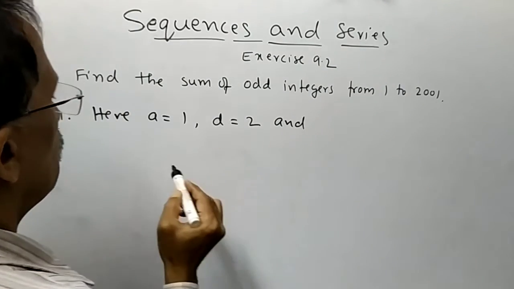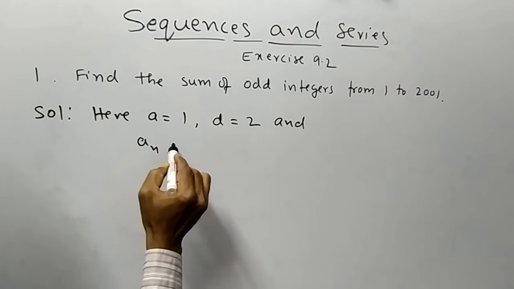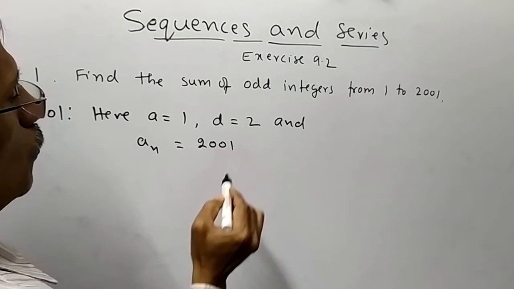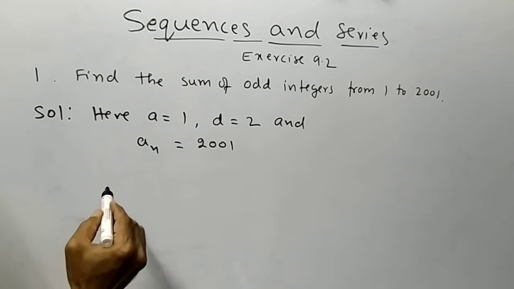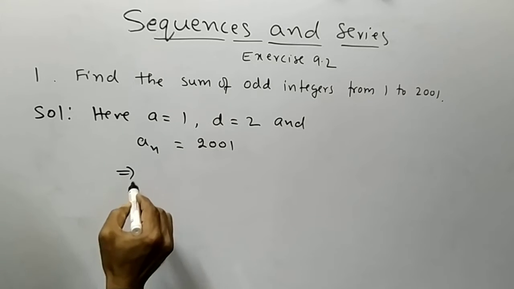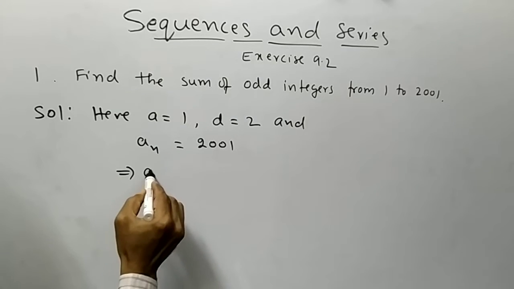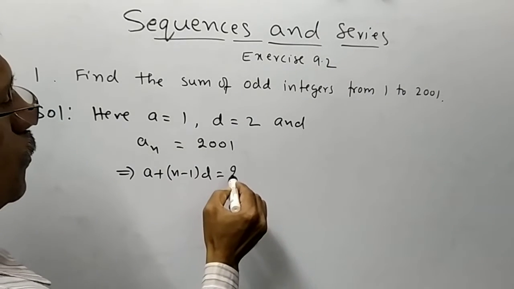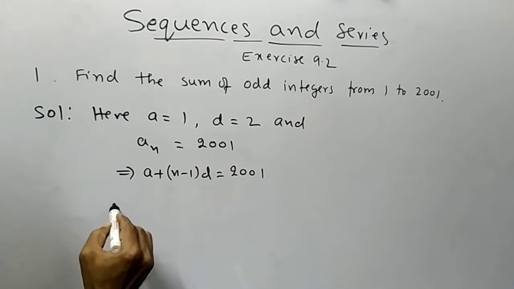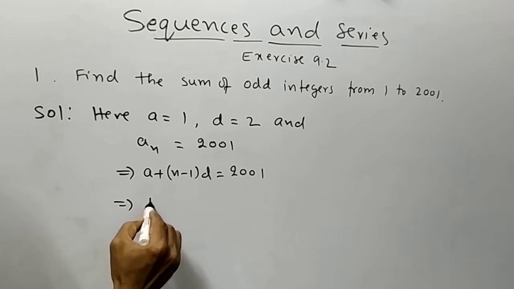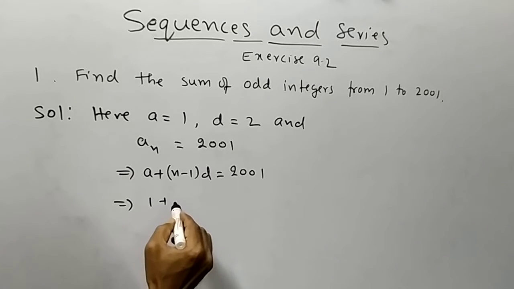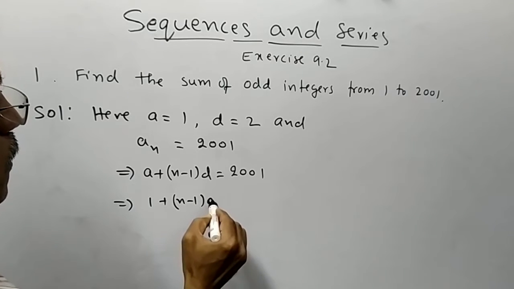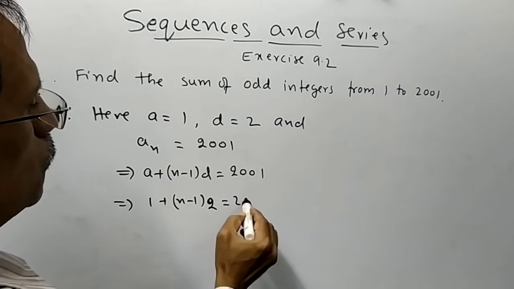And nth term, an, is equal to 2001. Implies an is a plus n minus 1 into d is equal to 2001. Implies 1 plus n minus 1 into d, which is 2, is equal to 2001.